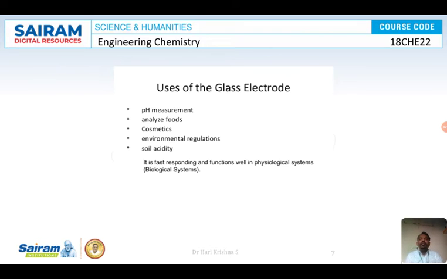Okay, so this glass electrode is used in pH measurements of all kinds. It might be water, it might be liquid, it might be blood or urine. So for measurements of anything, it is used. In order to analyze food and cosmetics, you are going to apply it, right? Because of cosmetics and environment regulations, and the acidity of the soil decides what type of crop you are supposed to grow. So in order to determine the acidity of the soil, you're going to use the glass electrode.